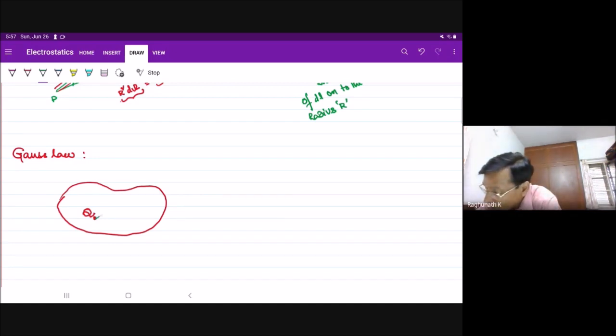Please see, at a point which is at a distance r from the point charge on the surface, I will consider a small differential surface.